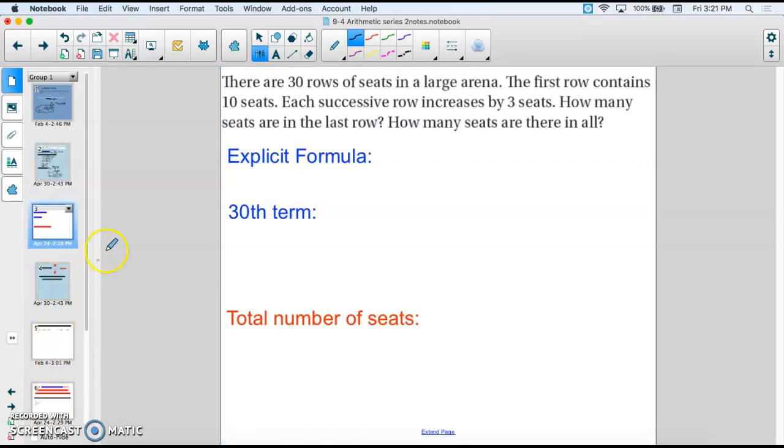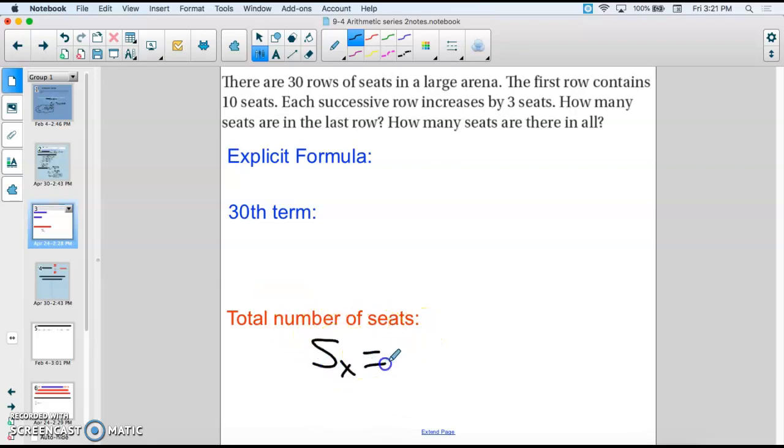Okay. Now we're setting up chairs. There's 30 rows of seats in a large arena. The first row contains 10 seats, and then each row after that increases by 3 seats. And we need to figure out how many seats are in the last row, and also how many seats are there in all. Well, I'm going to start off with my total.